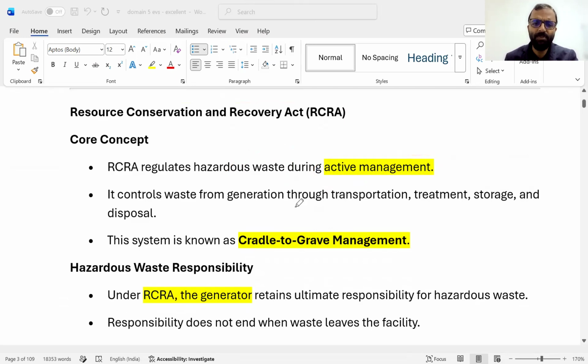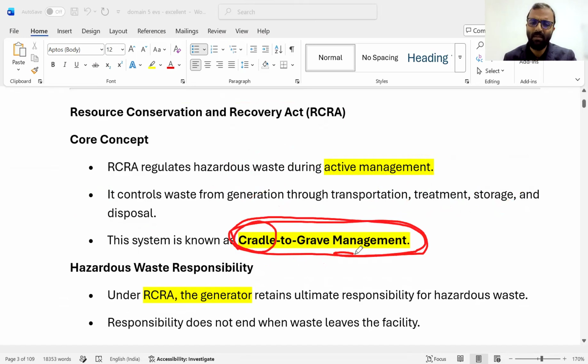It controls waste from generation to transportation, treatment, storage and disposal. From the point of generation to transportation, treatment, storage, everywhere, right from its generation through transportation, storage, this is very important. A question is asked: the system is known as cradle to grave management. So what do you mean by cradle to grave?